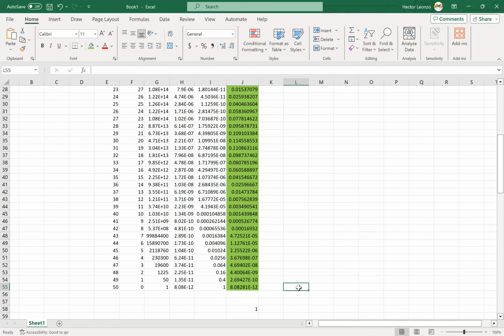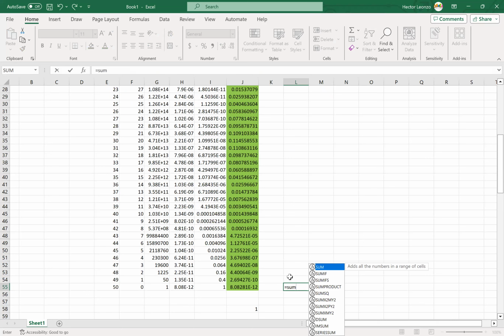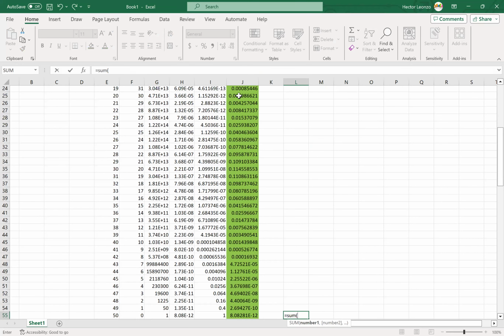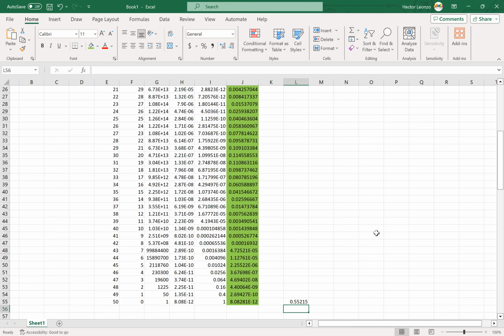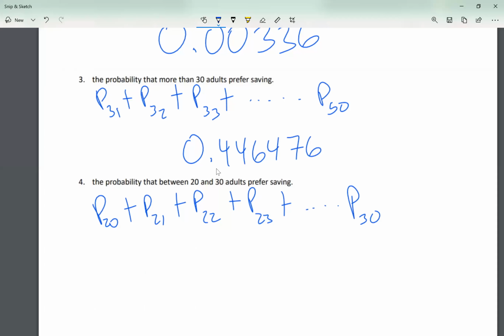So I have to go from 20 to 30. So I'm going to go equals. It doesn't matter where you do the operation. I'm just going to go here, open parentheses. So from 20 to 30. I'm going to highlight here from 20 to 30. And it gives me 0.55215. All right, let me go back to my notes. And I'm going to answer this 0.55215.